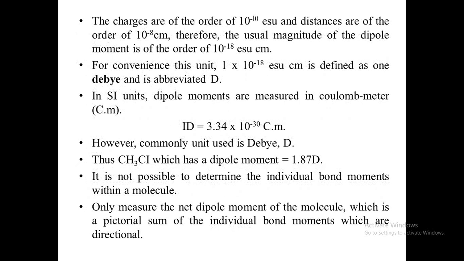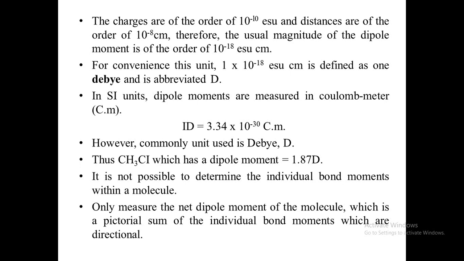The charges have small values, in the order of 10 raised to power minus 10 ESU, and the distance is also a very small number, that is 10 raised to power minus 8 centimeter. So the usual magnitude of dipole moment is in the order of 10 raised to power minus 18. Means if the separation of charges on both ends of the molecule is unity and the average distance between different dipolar molecules is 10 raised to power minus 10, the product of charge and distance will become 10 raised to power minus 18 ESU centimeter.